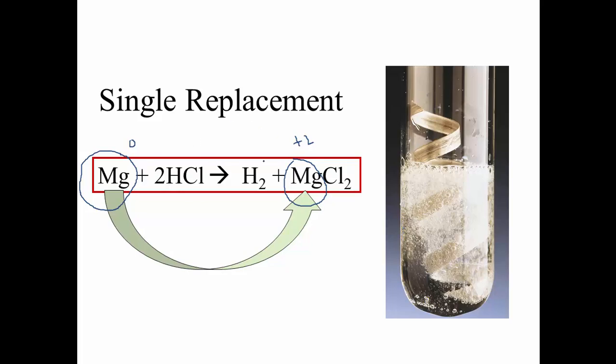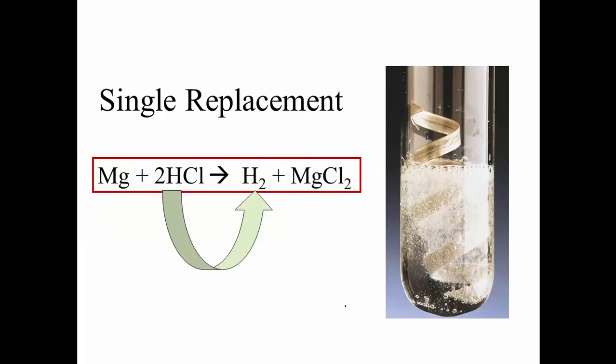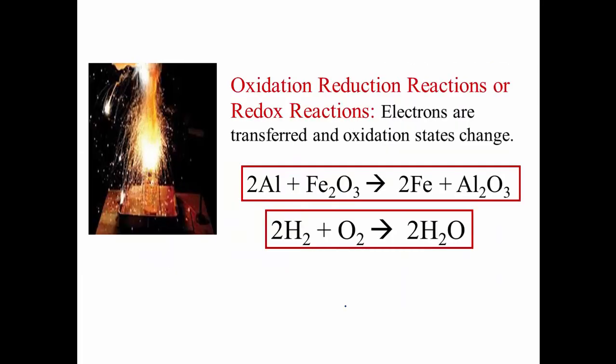So it's pretty easy to quickly see that you have an element turning into a compound, or you have a compound forming an element. That's your first hint that it's oxidation reduction. Even if they don't ask you the charges on that, it's oxidation reduction. So electrons are transferred and oxidation states change. In acid base and double replacement, oxidation states do not change. Therefore, they're not redox.